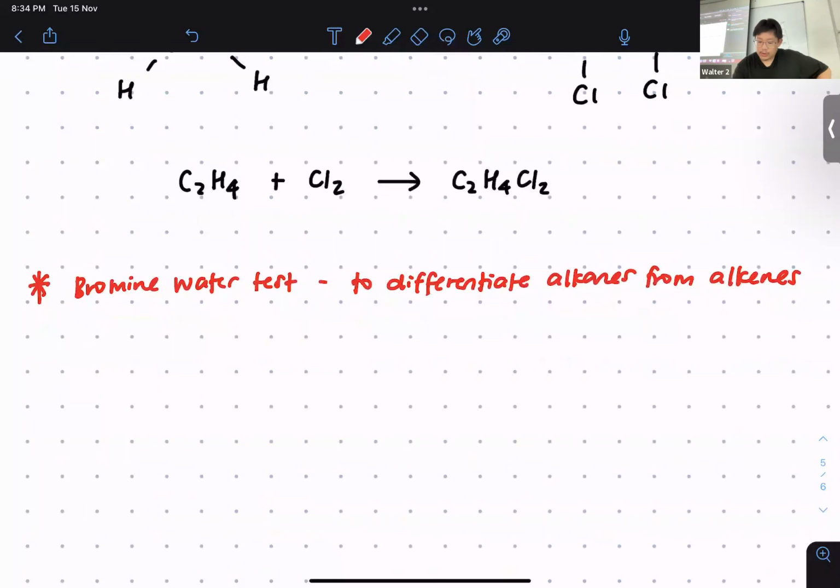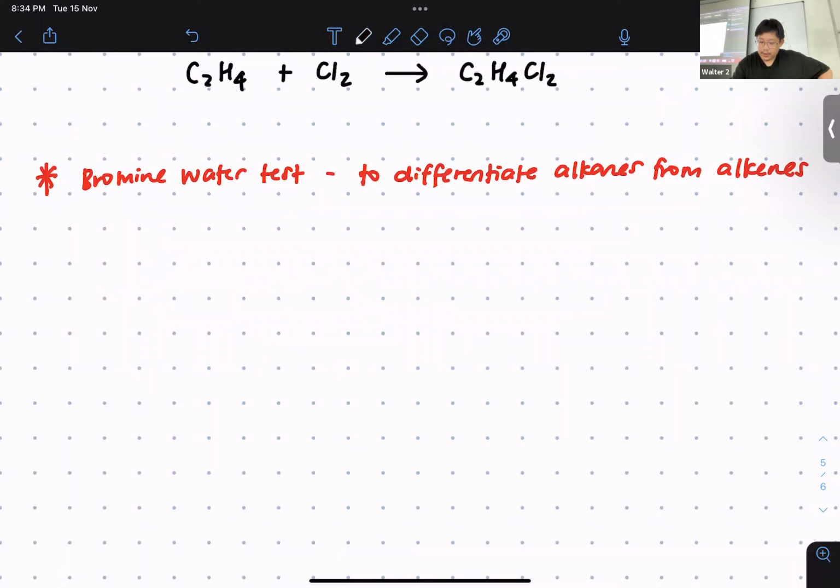So normally we use bromine water for this test. This is to give you an idea, a very simple one. Imagine now you have a sample in a test tube.